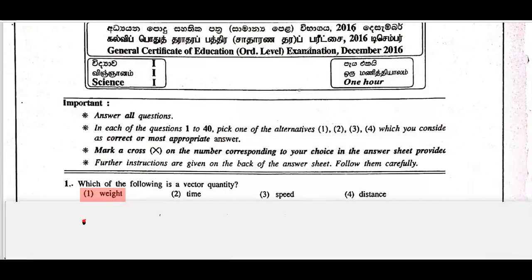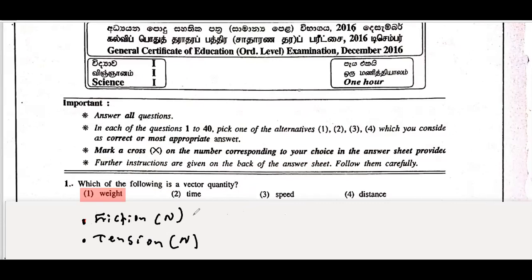Number 1, other vectors that can be given in upcoming oral papers: they can give friction. Friction is a vector because it is measured in Newton. It's a force. Tension, that is a vector. It is measured in Newton. It has a direction. And upthrust is also a vector because it's a force. Weight is also considered as acting downwards, gravitational force.